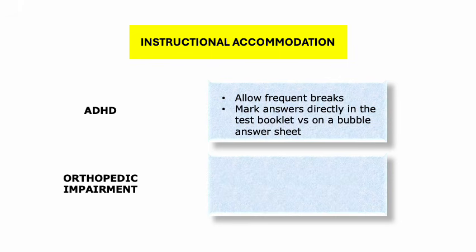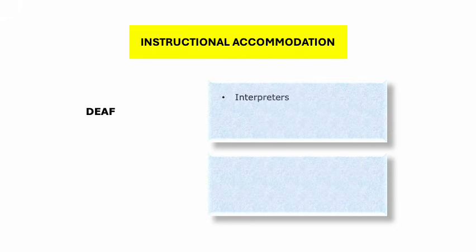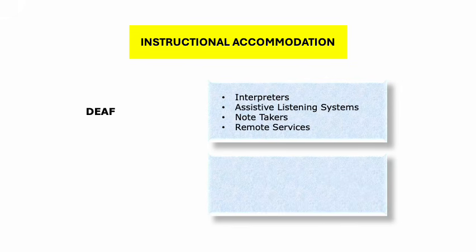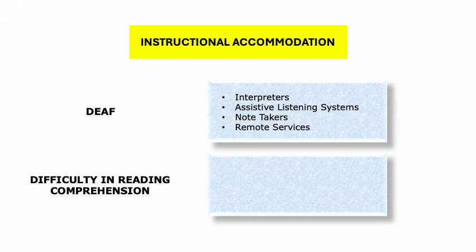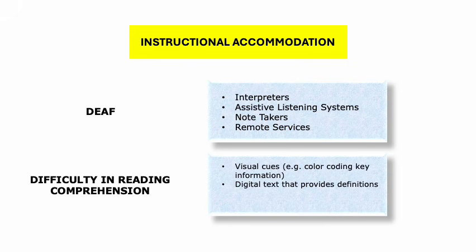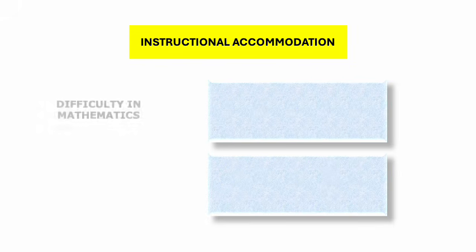Meanwhile, students with orthopedic impairments or physical disability may use text-to-speech tools, permit oral response. Deaf learners can access interpreters, assistive listening systems, note takers, and remote services, while difficulty in reading comprehension, if diagnosed with dyslexia, benefits from visual cues like color coding key information, digital text that provides definitions, and alternate formats like diagrams, pictures, and hands-on activities.